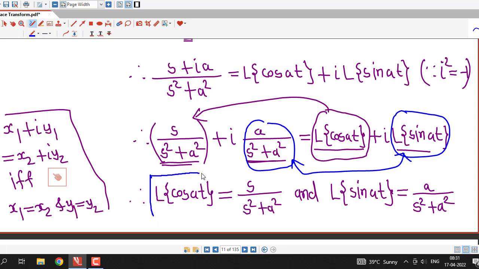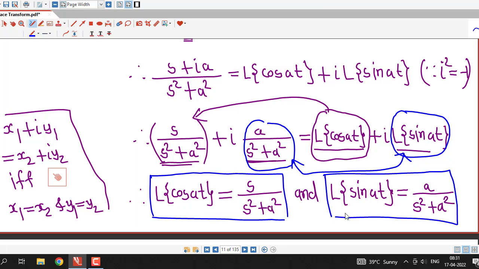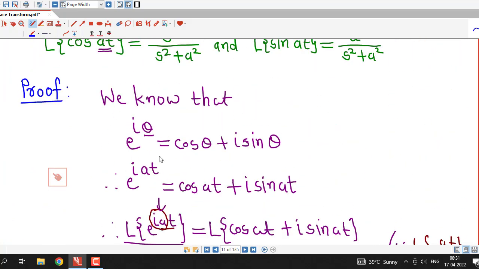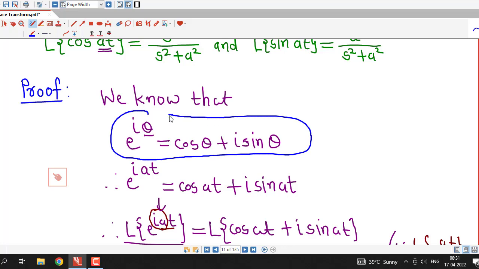So we have obtained the formulas. Laplace transform of cos at is s divided by s square plus a square, and Laplace transform of sin at is a divided by s square plus a square. So we are just using this Euler's formula. We started by Euler's formula.